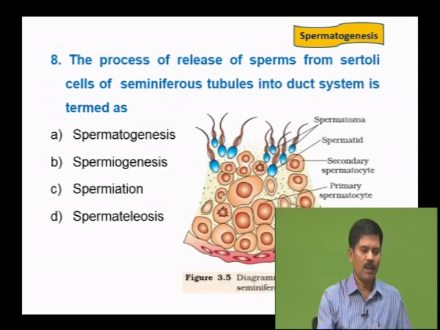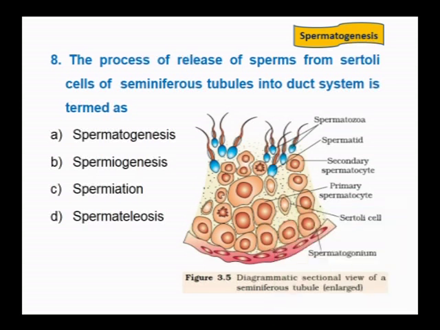Look at the next question. The process of release of sperm from Sertoli cells of seminiferous tubules into the duct system is termed as. It is the process called spermiation. I have said in the last question that spermatogenesis is the process of formation of sperms. Spermiogenesis is a differentiation process, that is, transformation of spermatids into sperm. Here is another term, spermateleosis. Spermiogenesis and spermateleosis are both the same. They both are meant for transformation of spermatids into sperms. So here the correct option is C.